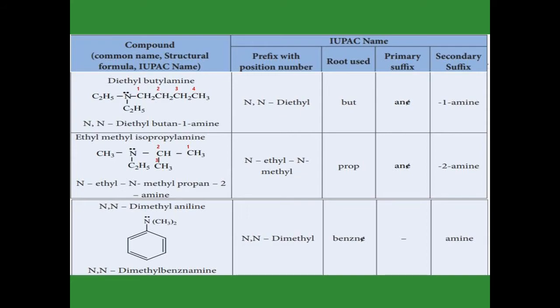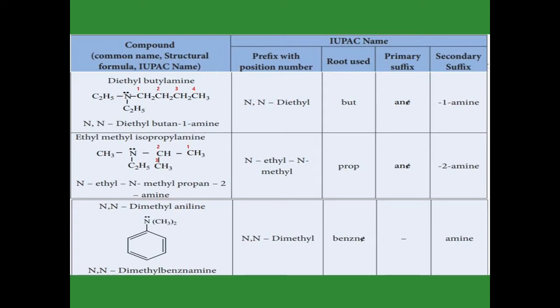How many carbons are there? 4 carbon. So 4 carbon means root word is but and single bond ane, and the first carbon contains nitrogen. Even nitrogen we have to consider as an amine, so butane 1 amine. Then the remaining nitrogen is attached separately with 2 ethyl, so we have to write N comma N diethyl in the prefix. So the IUPAC name here is N comma N diethyl butane 1 amine.